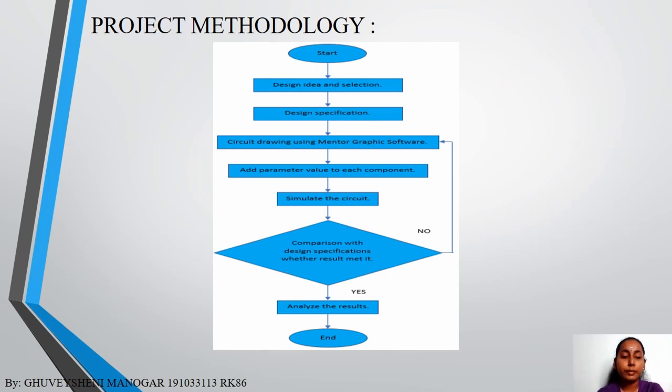Project methodology. We start by discussing the design idea and select a design. Next, we prepare the design specification and we move on with circuit drawing using Mentor Graphics software. After that, we add the parameters to each of the components available in it and we simulate the circuit. And next, we do a comparison between the obtained result and our design specification. If we meet that specification, then we will analyze the report, the results, and end, or else we will continue again from the circuit drawing until the comparison and the simulation.